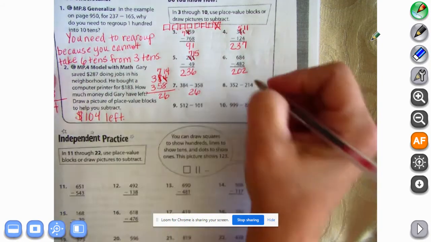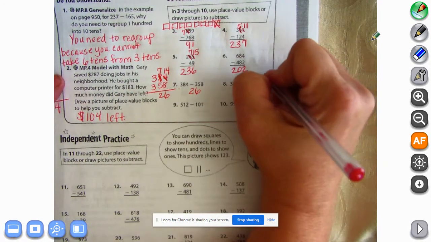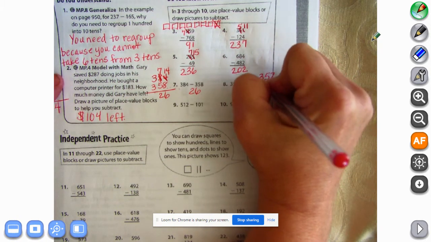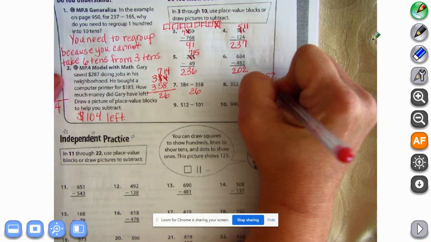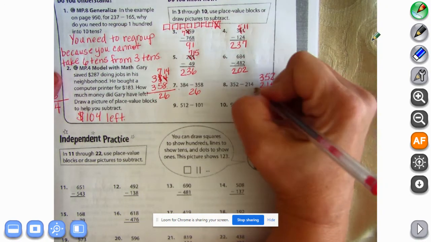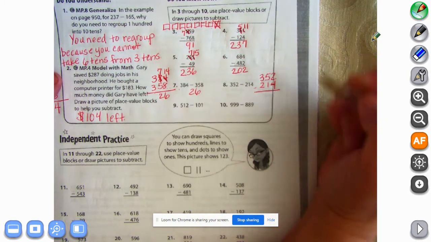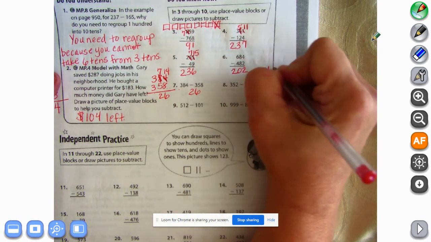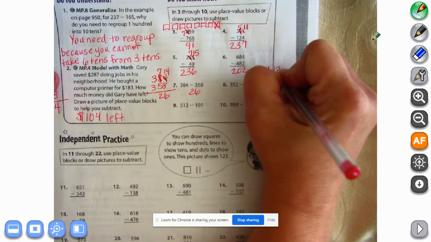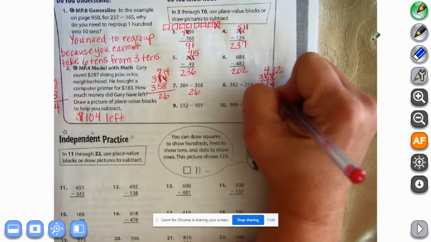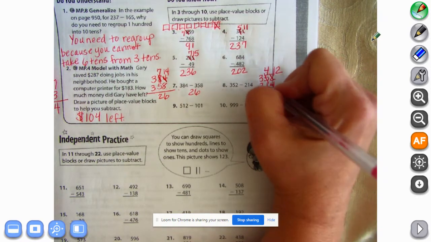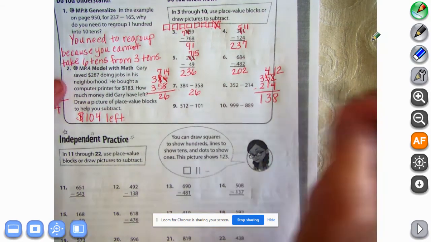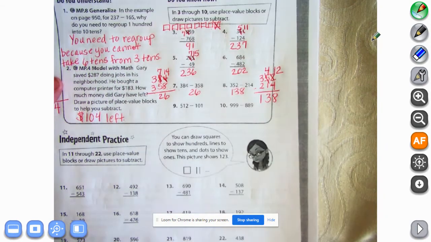Okay. 352 minus 214. I'm going to rewrite this so that I have the place values stacked in order here. I can't take 4 ones out of 2 ones, so I'm going to borrow just 1 10, leaving them with 4 10s, and put the other 10 here. 10 plus 2 is 12. 12 minus 4 is 8. 4 minus 1 is 3, and 3 minus 2 is 1. So our answer is 138.